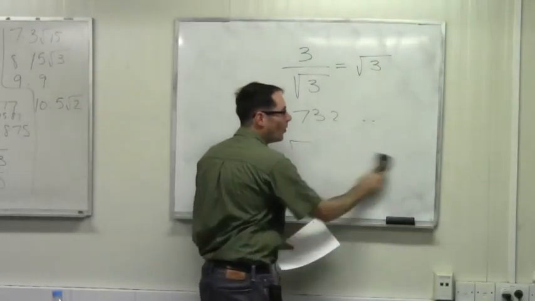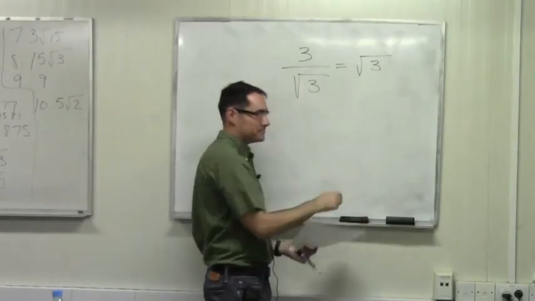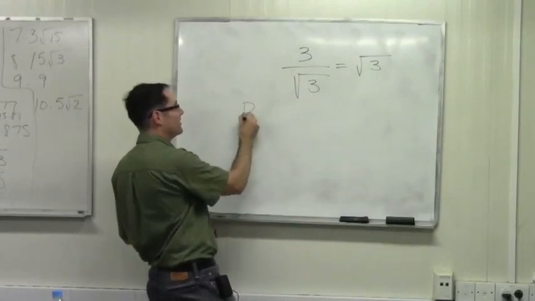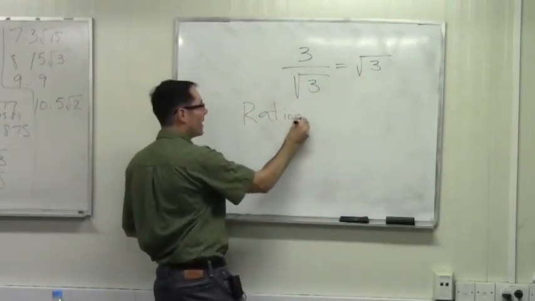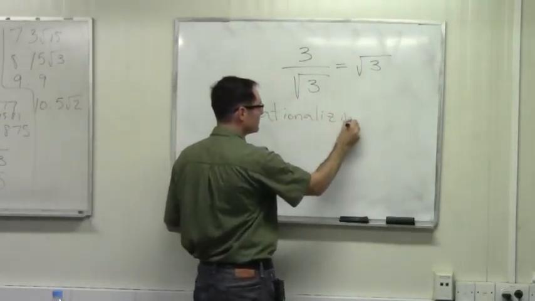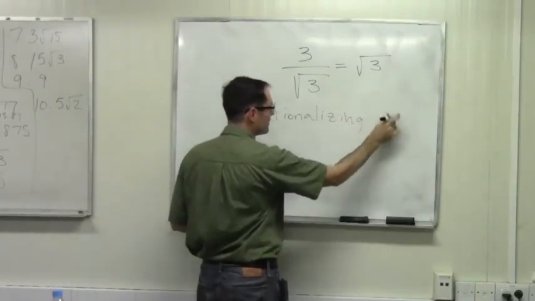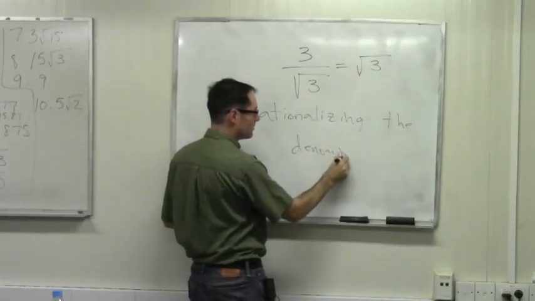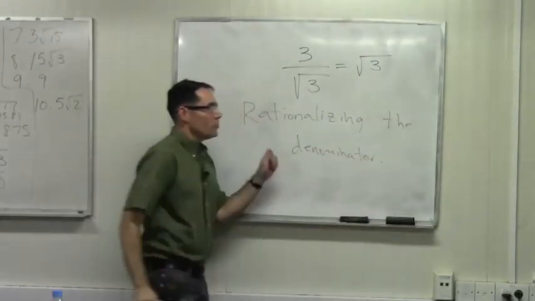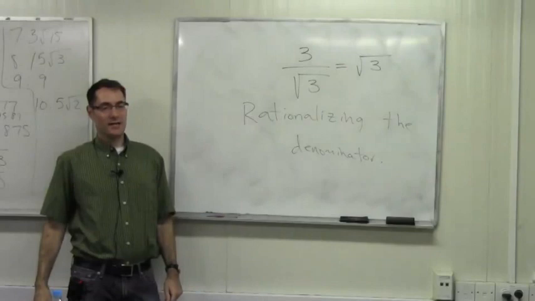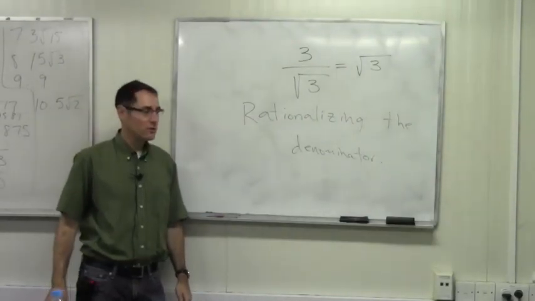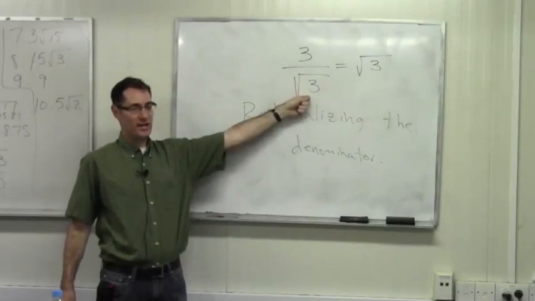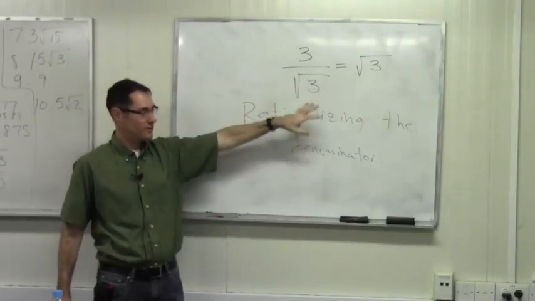Okay. What we are going to try to do is the following. We're going to do this thing called rationalizing the denominator. When we say we're rationalizing it, that means make it a rational number. It means get rid of any radical signs under there. Just get rid of them, okay?